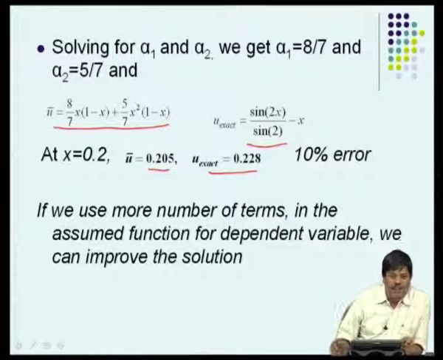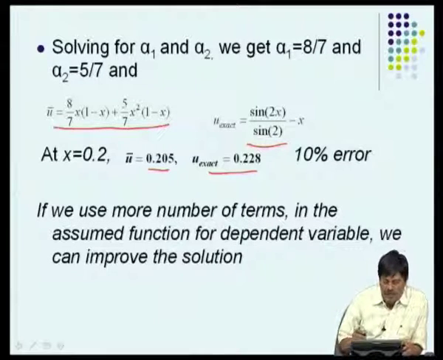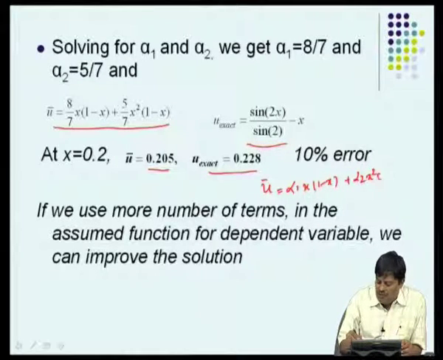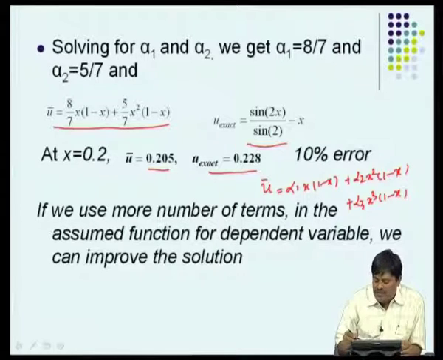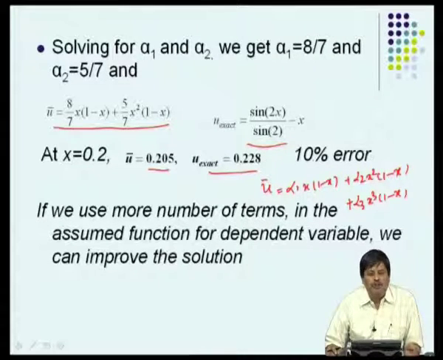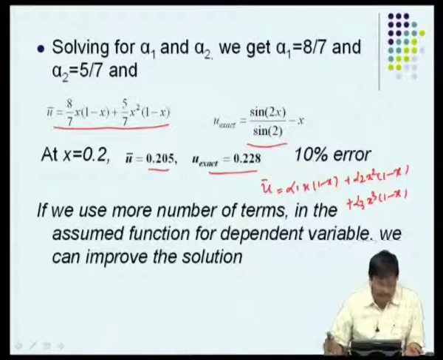So, what happens if we use more terms? Suppose we use our function as u bar equal to alpha 1 x into (1 minus x) plus alpha 2 x square into (1 minus x) plus alpha 3 x cube into (1 minus x). Obviously, this error will decrease further. So, if we use more terms in the assumed function for the dependent variable, we can improve the solutions considerably.